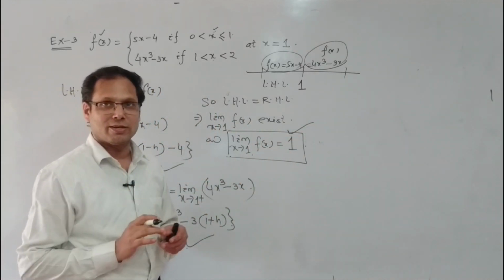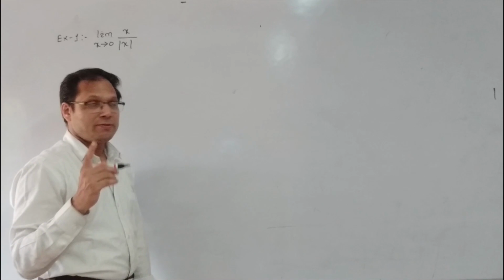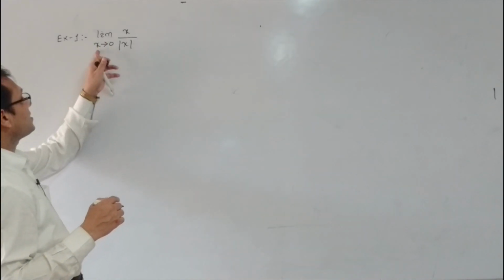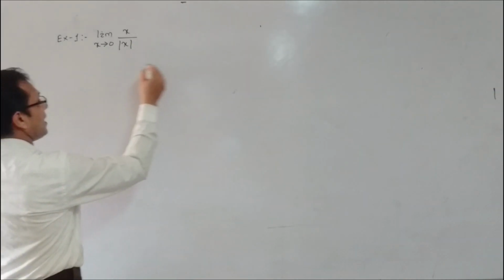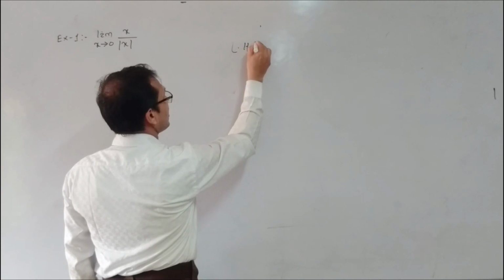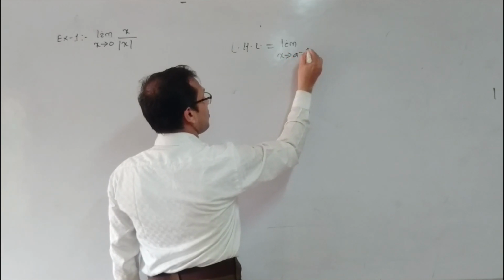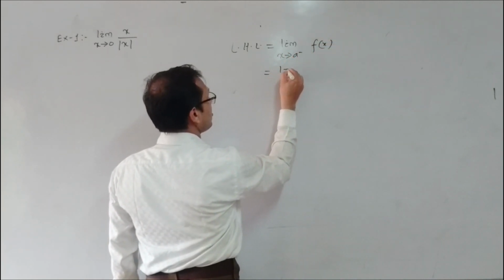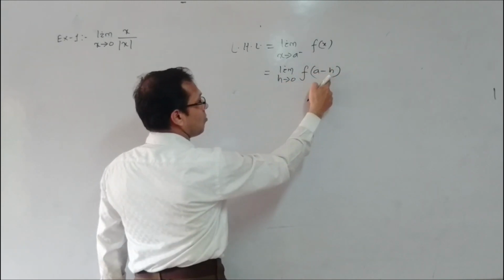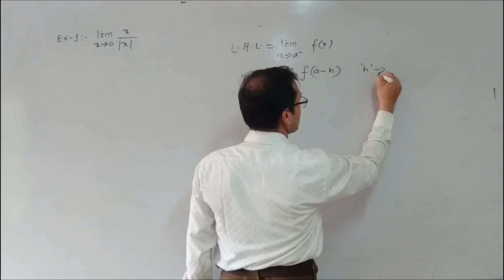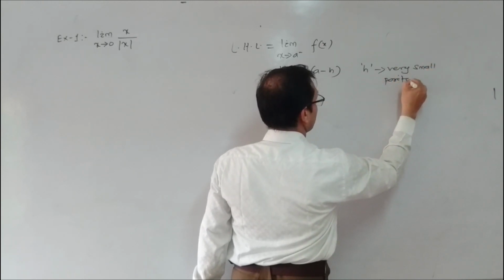Okay, that's your conclusion. Next we will take another example, a different type of example. You have to check whether the limit as x tends to 0 of x by mod x exists or not. That means you have to check LHL and RHL. All of you know that LHL is equal to limit x tends to a minus f of x, which is equal to limit h tends to 0 f of a minus h. What is h? h is a very small positive number.